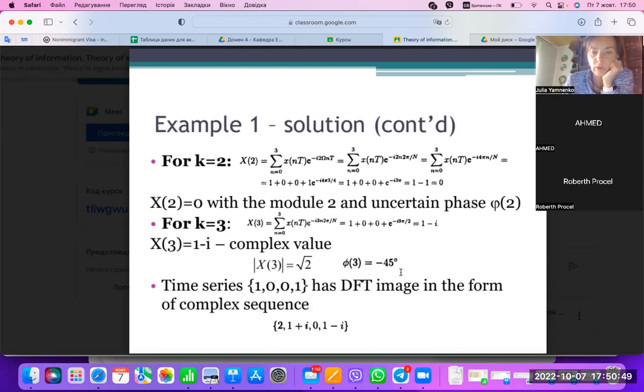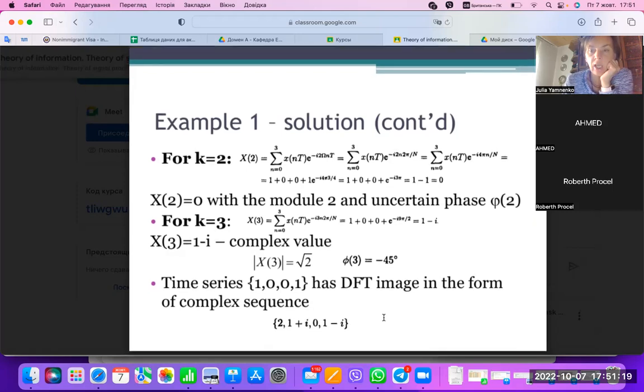minus pi over 4. And as a result of the spectrum calculation, we will obtain the sequence that contains 4 components. First one is 2, second one is 1 plus j, third one is 0, and the last is 1 minus j. This is actually the Fourier spectrum. And I would like now to stop considering this presentation, because I promised you to pay more attention to the practical work, yes?